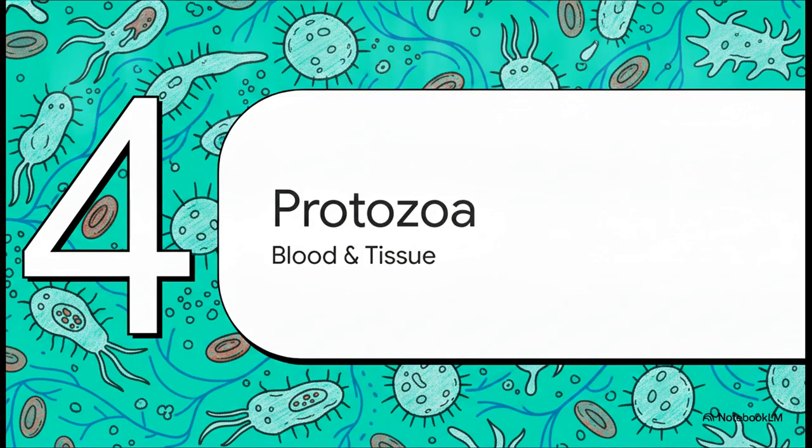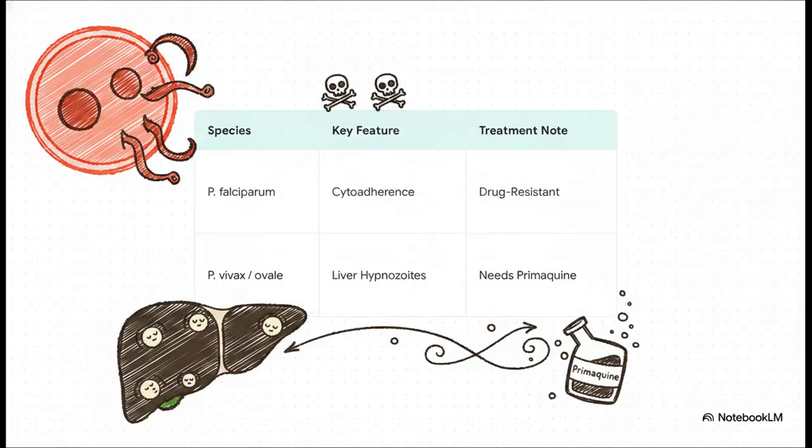Section 4. High-yield blood and tissue protozoa. Okay, we're leaving the worms behind and entering the realm of the unicellular killers. These bugs evade the immune system and cause overwhelming, rapidly multiplying infections. First up, malaria, caused by Plasmodium. Plasmodium falciparum is the deadliest, hands down.